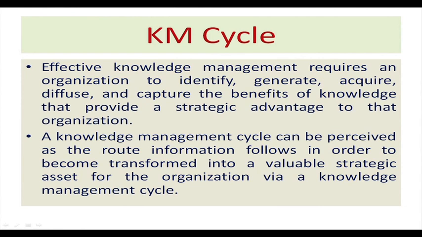So, if you want to have an effective knowledge management system, you need a very organized, structured form of creating, structuring and retrieving knowledge. And this knowledge management cycle basically talks about this, that if you want to have a good knowledge management system in place, then you have to identify where the knowledge is, you generate it, then you acquire it, then you diffuse it, distribute it, and then you capture, so that you are able to capture the benefits of knowledge management.